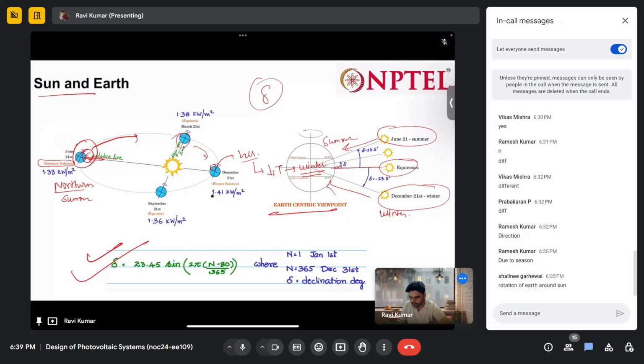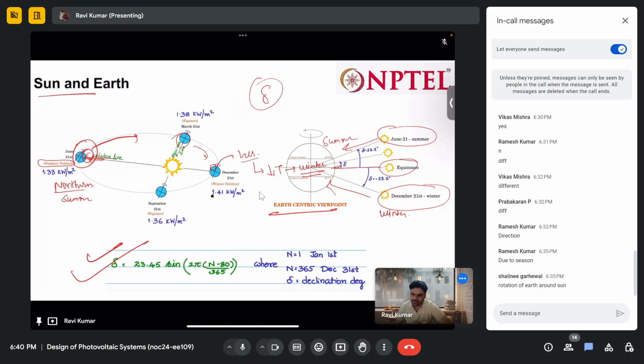Sir, sorry for the interruption. I have one doubt. Actually, in summer season, the sun is very close to the earth, and at that time solar irradiation should be maximum. But as per the pictures here, solar radiation is only 1.33 kilowatt per meter square, and in winter season the irradiance is high. So my question is that in summer season the irradiance value should be high, but as per the picture here the irradiance value is low.